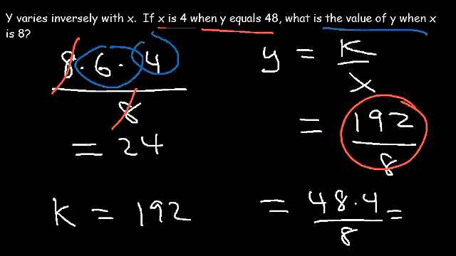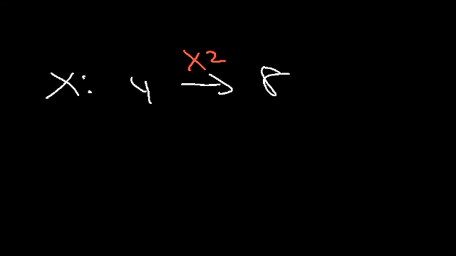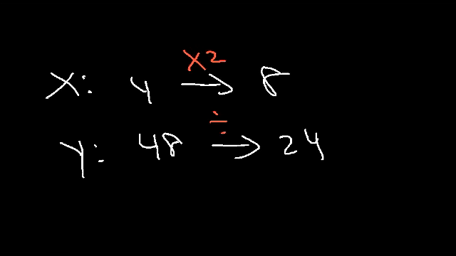So when x is 8, y is 24, which is the answer that we predicted earlier. Because it's inverse, we said that as x goes up, y goes down. So if we double the value of x from 4 to 8, y decreases from 48 to 24. So x went from 4 to 8, we increased it by a factor of 2. And for y, it decreased by a factor of 2.